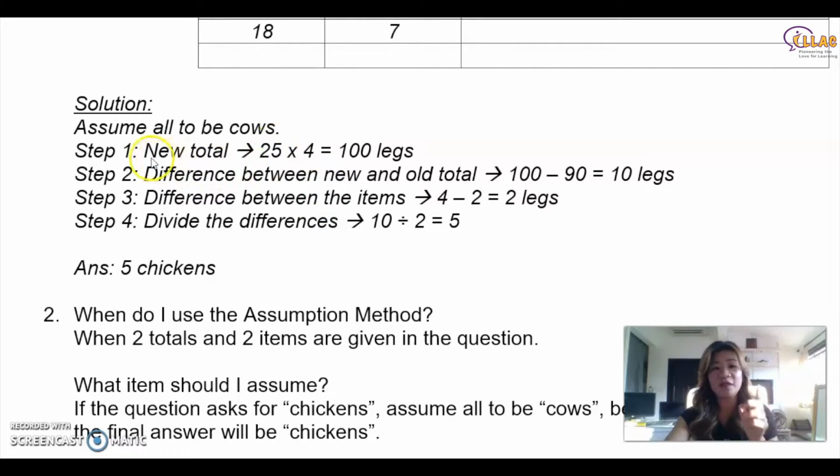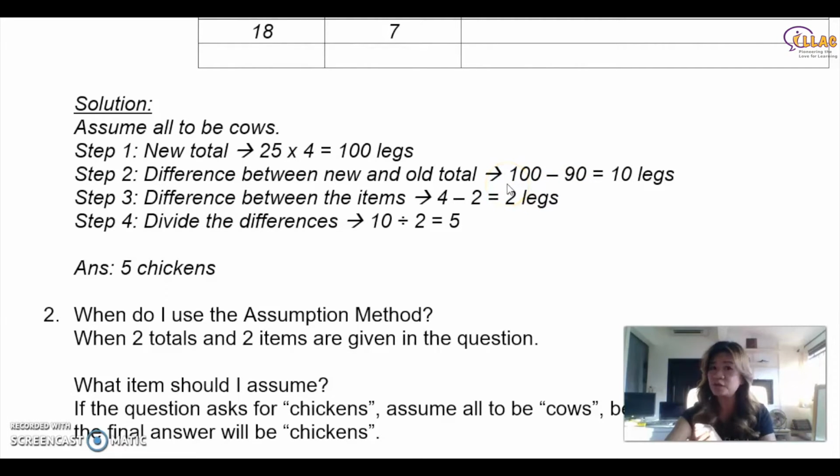Okay, so what do I mean? For the new total, assuming all to be cows, I will have 25 animals of 4 legs each because all of them are cows, correct? So there will be 100 legs altogether. So what is the difference between the new and the old total? The old total is the original total they gave you. There are only 90 legs. But now you assume all to be cows, there are 100 legs.